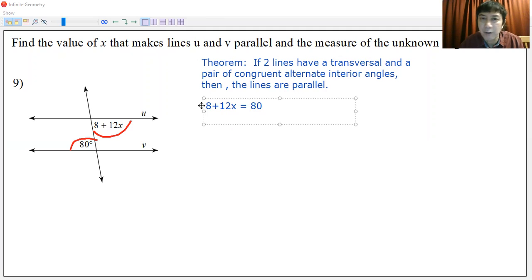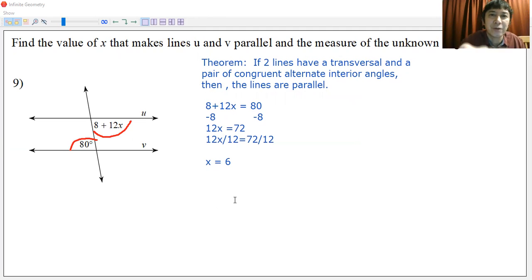So solving for x now, subtract the 8. Left side becomes 12x. Right side is 80 minus 8. That is 72. So next step is divide. 12x divided by 12 equals 72 divided by 12. And our answer must be 6. All right, so this is our x. We can verify that.